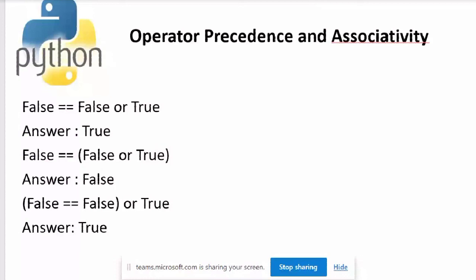Okay, how many operators are there? Two, sir. Okay, what are those actually? Equality operator and or operator, right? Yes. So which one has got the high priority?